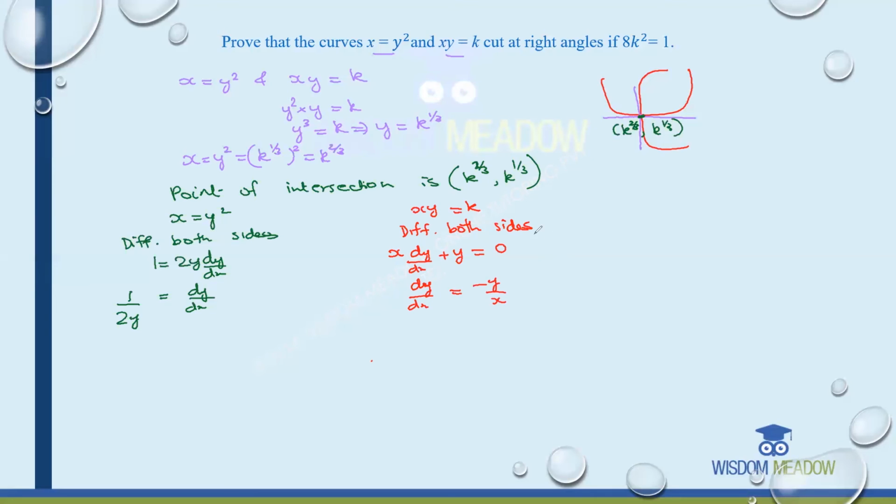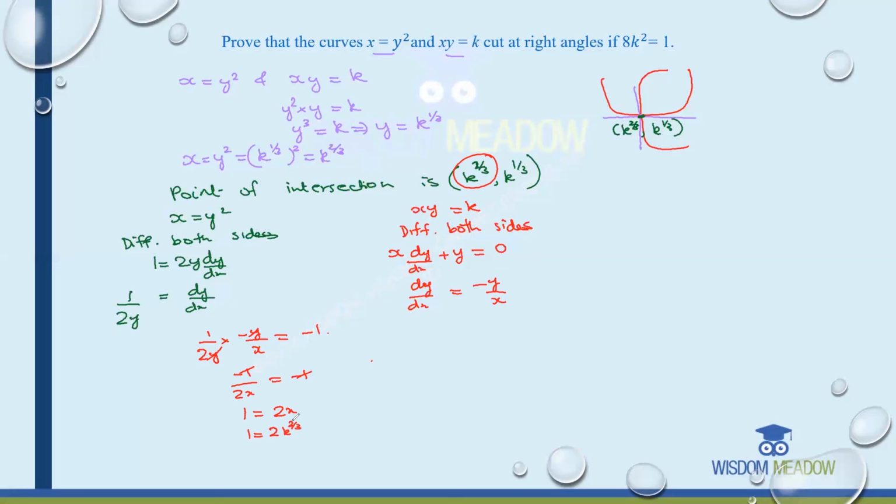Now, since they cut at right angles, we know that the product of the slopes is equal to minus 1. So 1 by 2y into minus y by x is equal to minus 1. The y gets cancelled. So minus 1 by 2x is equal to minus 1. Minus 1 gets cancelled. 1 is equal to 2x. Now x value, we know that x is k to the power 2 by 3, the point of intersection. So 1 is equal to 2 into k to the power 2 by 3.